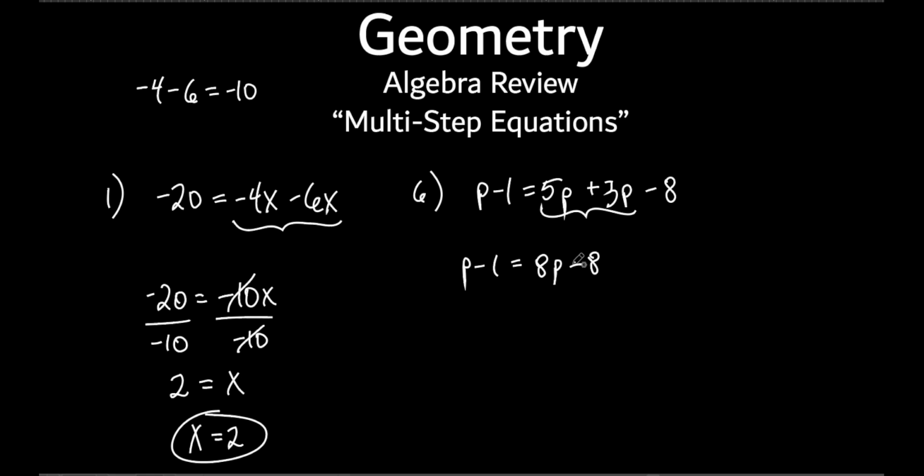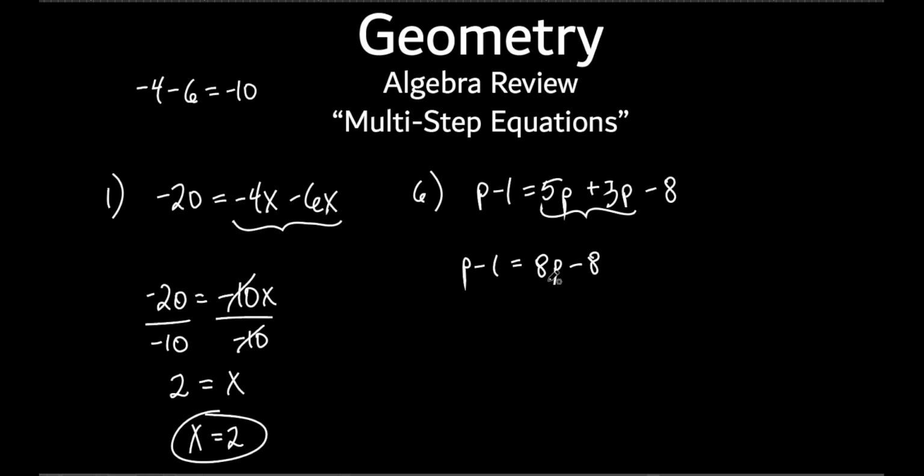All right. I like to take the smaller variable and put it on the side with the bigger variable. Okay? So that means I'm going to take this p and put it over to the right-hand side. Do you have to? No. You could take that 8p and move it over to the left-hand side. But the problem is, if we do that, we're going to be left with a negative. Do you really want to deal with a negative if you don't have to? Not me. I'd rather deal with positive numbers, wouldn't you?